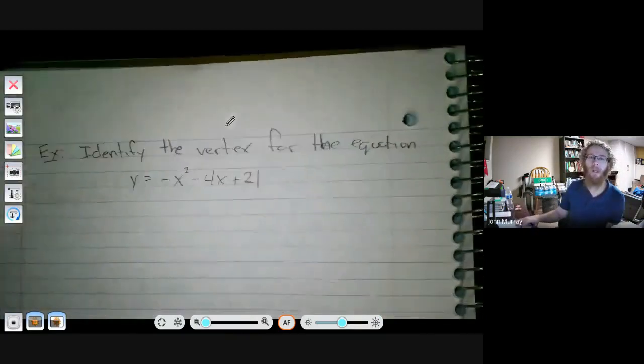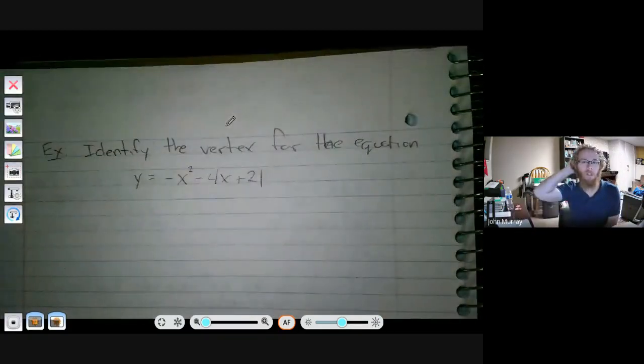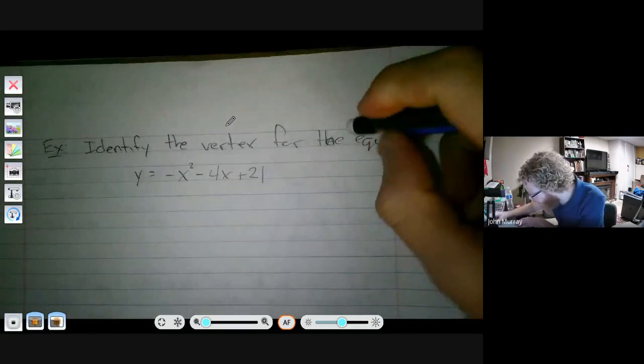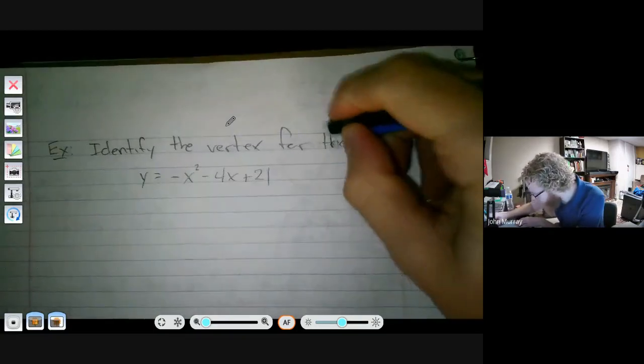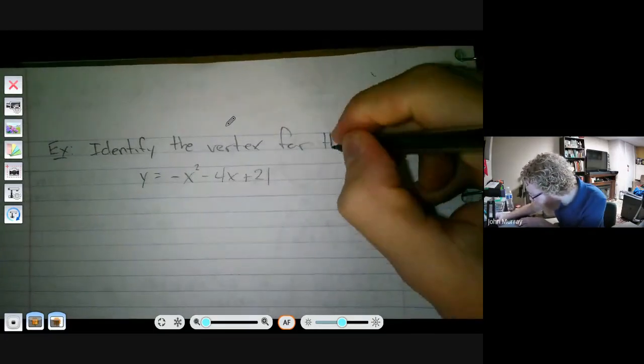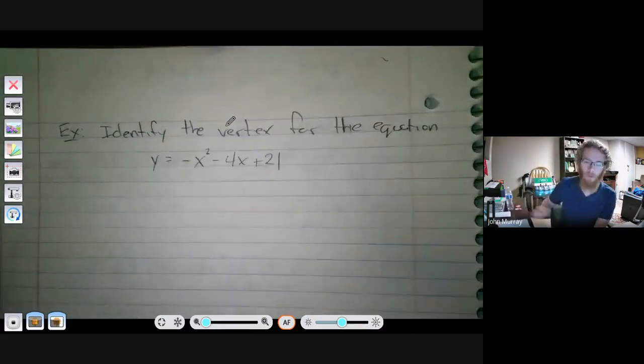Okay, so we're going to identify the vertex for the equation negative x squared minus 4x plus 21.